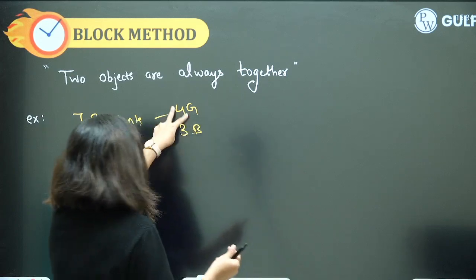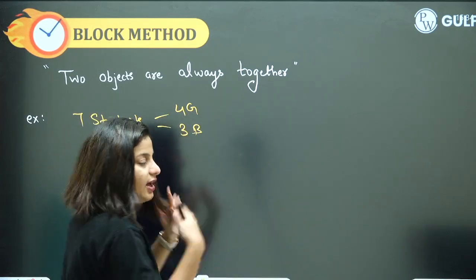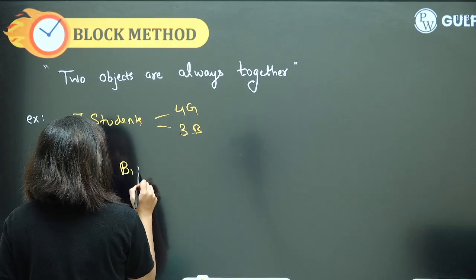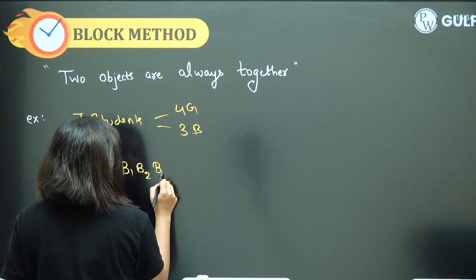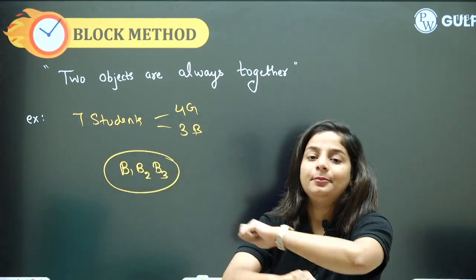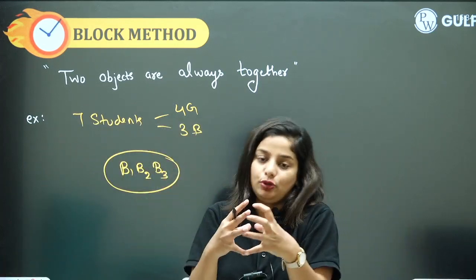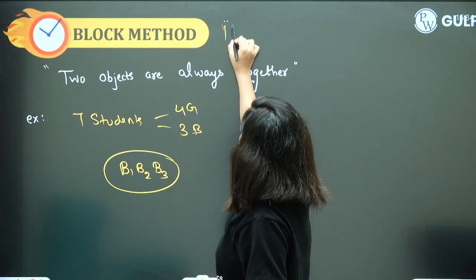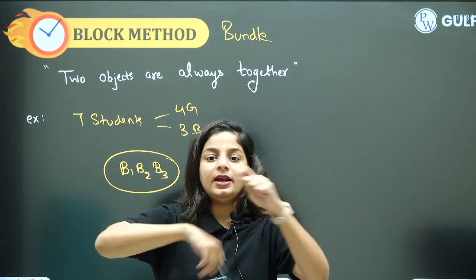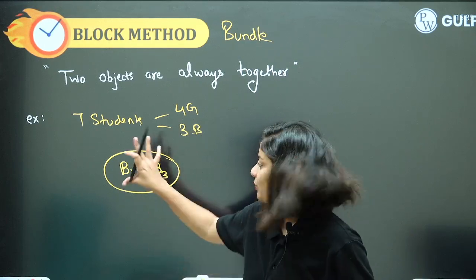So because I want all 3 boys to be together, what we will do is B1, B2, B3. Let's say these are the 3 boys. We will bundle them. We will tie them together. We will block them together. It is also called the bundle method. Okay, we will tie them together.